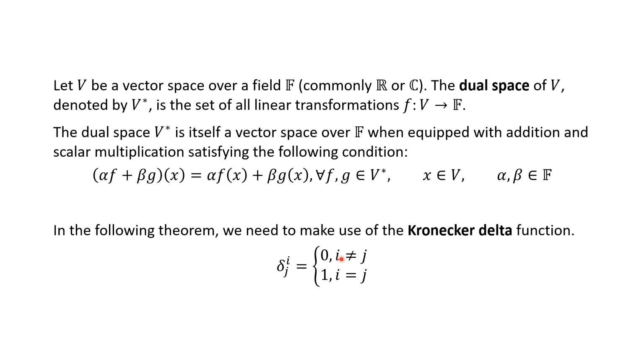If i does not equal j, then the value of this function is 0. And if i equals j, the value of the function is 1. Okay, so it's a binary function.